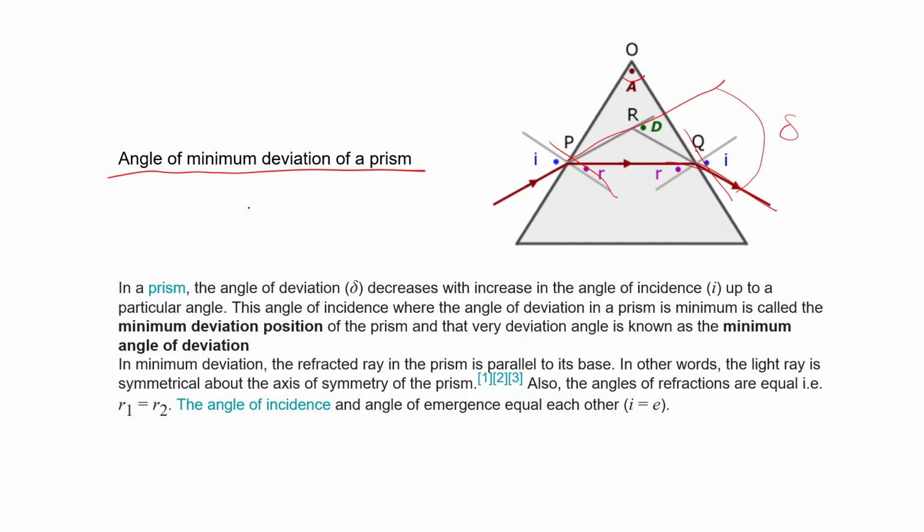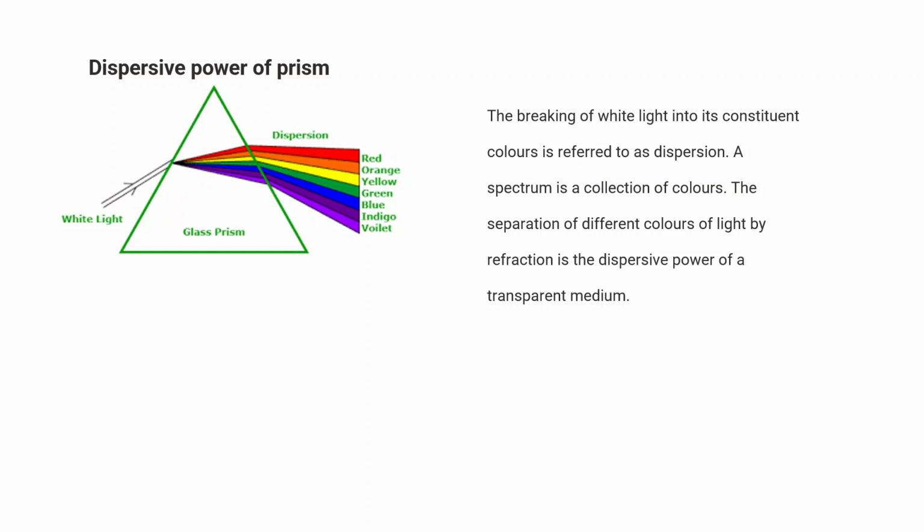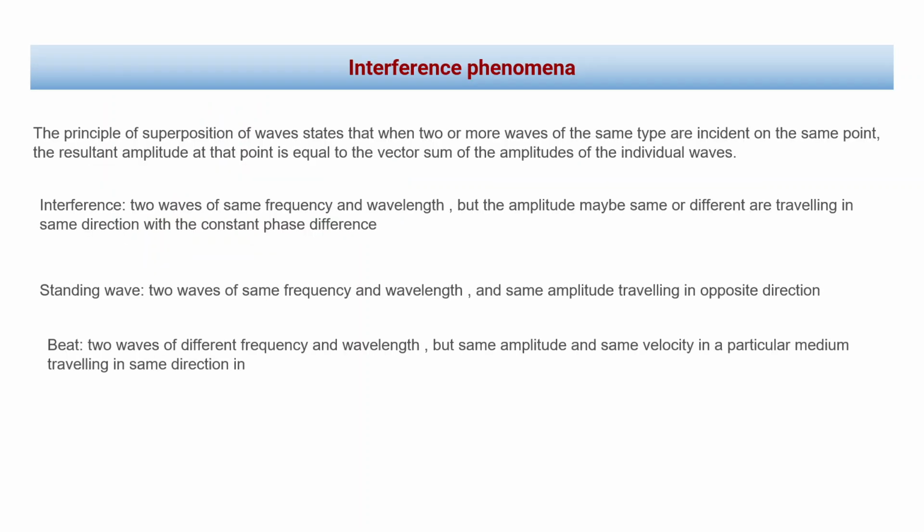And then we discussed that minimum deviation happens when the light is going parallel to the base, and when these two refractive angles are the same. This we had discussed again in a lot of detail, and also we had derived the formula for this situation. And this was the experiment on how to find the angle of prism using a spectrometer and keeping a prism there. Then we had got the formula for dispersive power and resolution, and then we moved on to discussing interference phenomena.